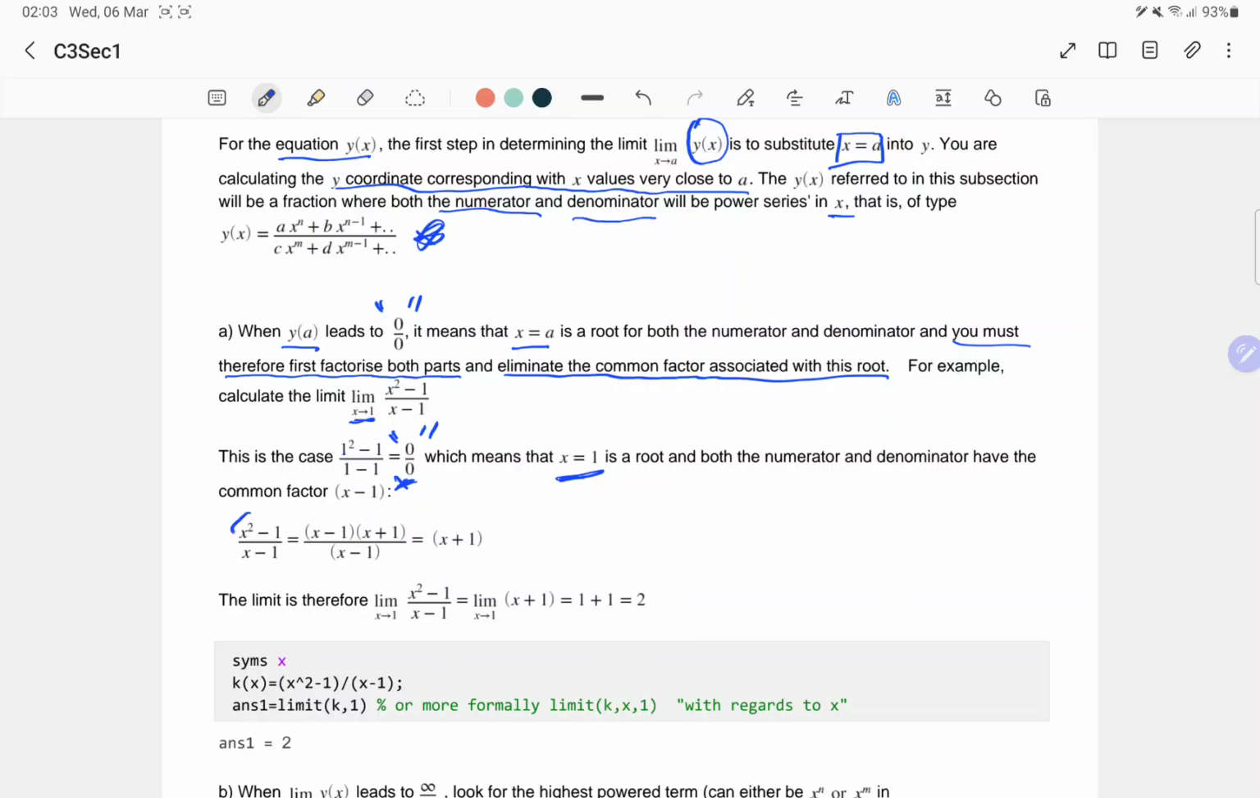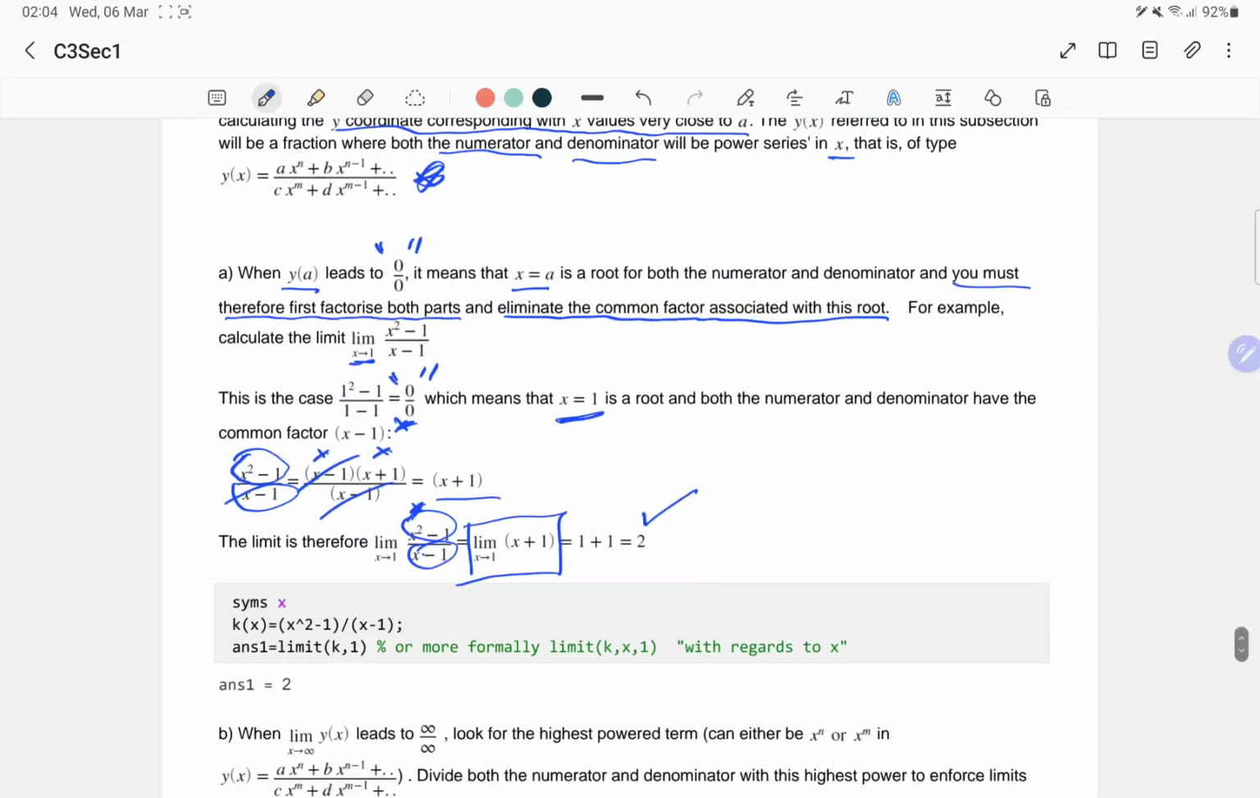You can expand x squared minus 1 as x minus 1 times x plus 1. The denominator is x minus 1, so it can cancel with the numerator part, and you'll be left with x plus 1. The limit is therefore given by the limit of, from the original, we've expanded this and cancelled with this, so we'll have the limit of x plus 1 as x tends to 1, and this gives you 2.